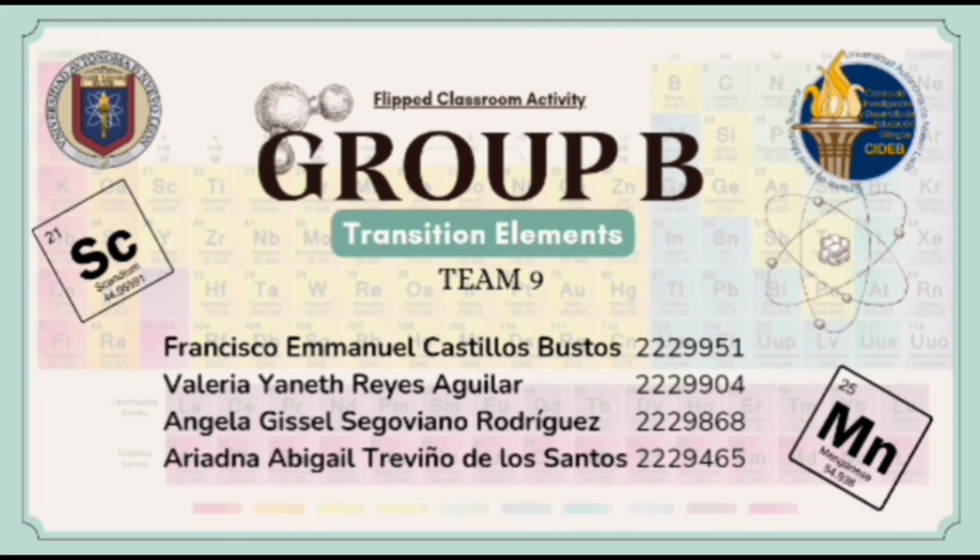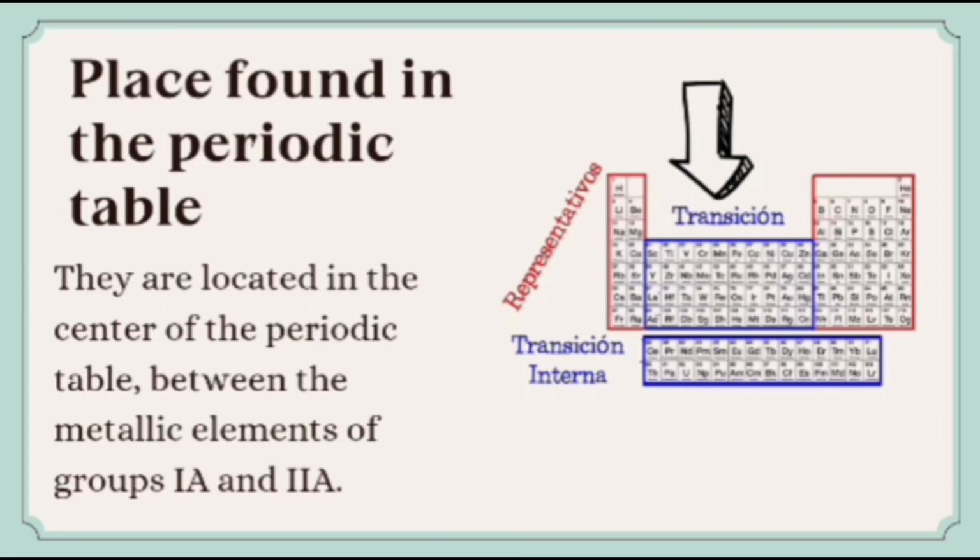First of all, transition elements, also known as transition metals, are elements with partially filled d orbitals. The IUPAC defines them as those with a d subshell partially filled with electrons or those with the ability to form stable cations with an incomplete d orbital. Any element that corresponds to the d block of the modern periodic table, which includes groups 3 to 12, is considered a transition element.